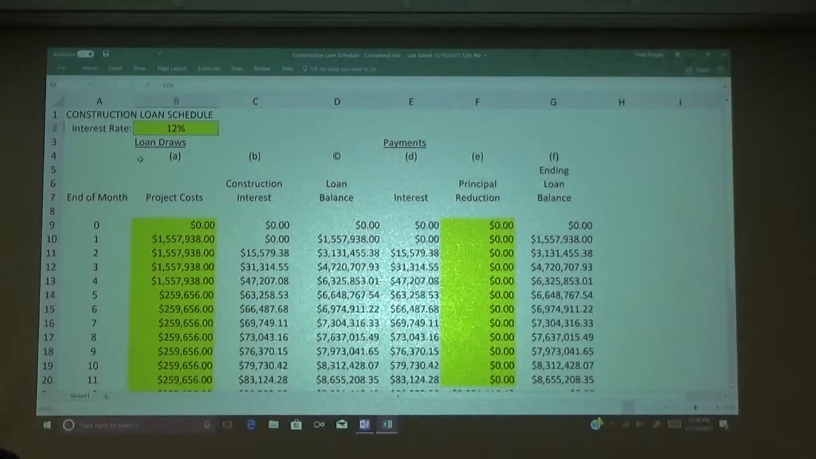Go ahead and pull up the two different spreadsheets that I sent you. You put one of them in the background and then keep the other one, obviously. But we're going to start with this one, the construction loan schedule.